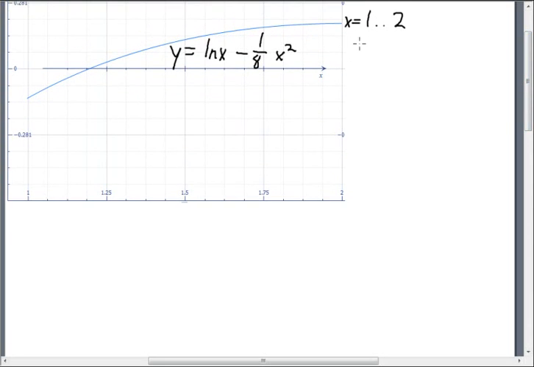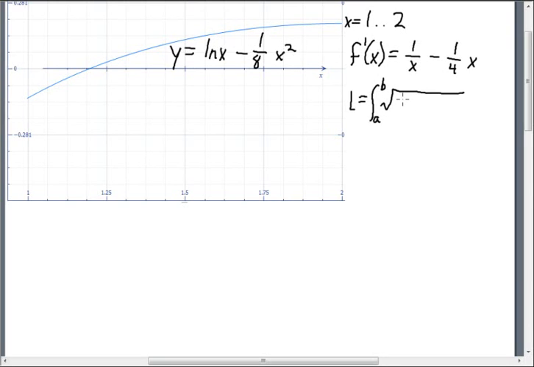So, I want to find f prime of x, which is going to be equal to 1 over x minus 1/4 x. So, we remember our formula for arc length: the length is equal to the integral from a to b of the square root of 1 plus f prime of x squared dx. So this is our formula. Now we just get to plug stuff in.